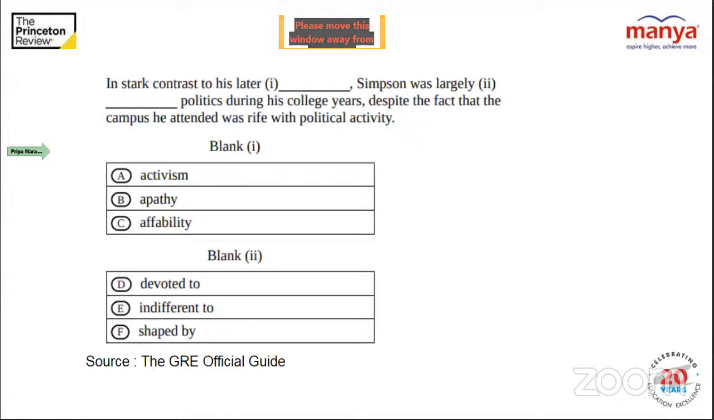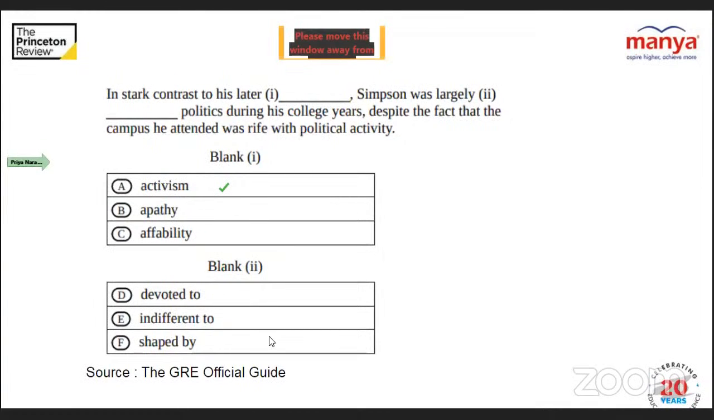First one is activism. Very good. And the second one is indifferent to. Not devoted. So we know that the first part of his life and the second part are different, right? During the college years, Simpson was blank towards politics. And what clue do we have? Despite the fact that the campus he attended was rife with political activity.